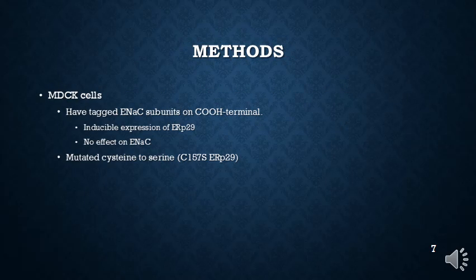For the study, MDCK cells, or Madin-Darby canine kidney cells, that had ENaC subunits tagged at the COOH terminal were used. Each subunit of the ENaC, alpha, beta, and gamma, had different tags and had inducible expression of ERP29. It was important that tags that did not alter the function of ENaC channel trafficking were used, and that's what the scientists did. And another part of the experiment was mutating ERP29, as was discussed earlier.